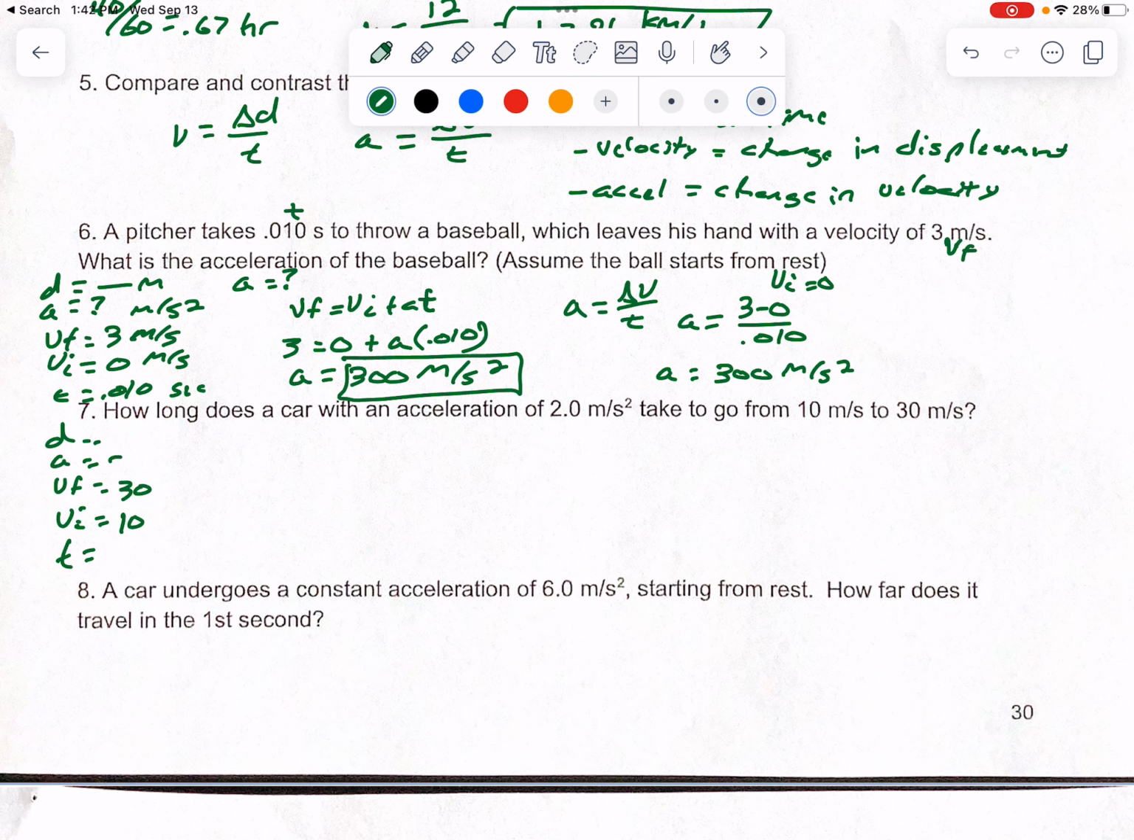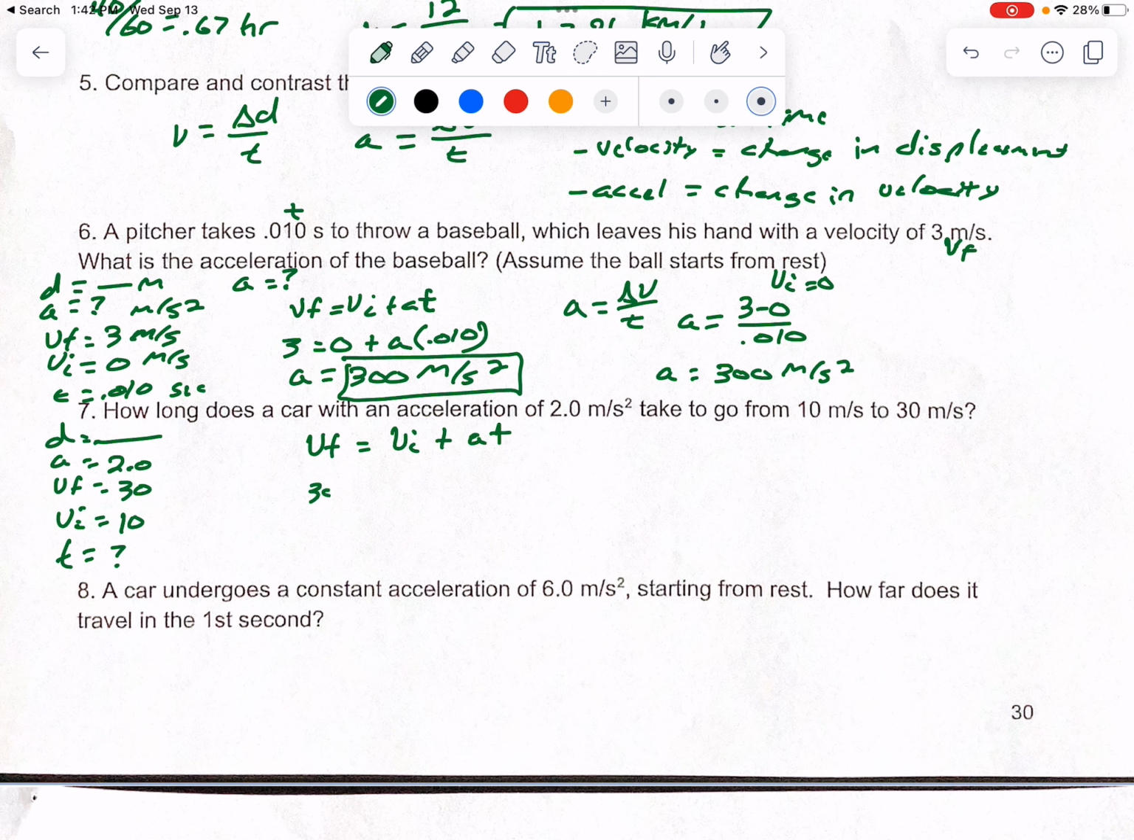I have an acceleration of 2.0. How long does it take? So you're looking for time. That means we did not care about distance. So that is going to be where I draw my line. So I'm going to go back to using that same equation, VF equals VI plus AT.